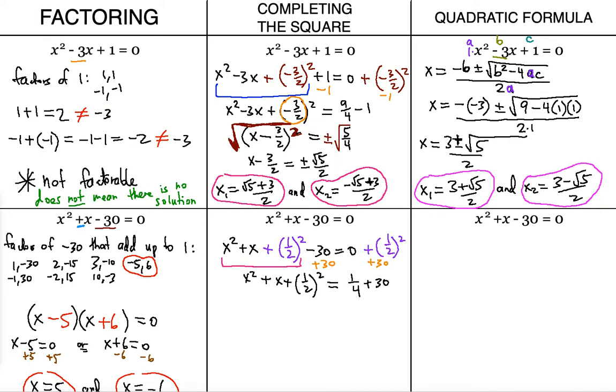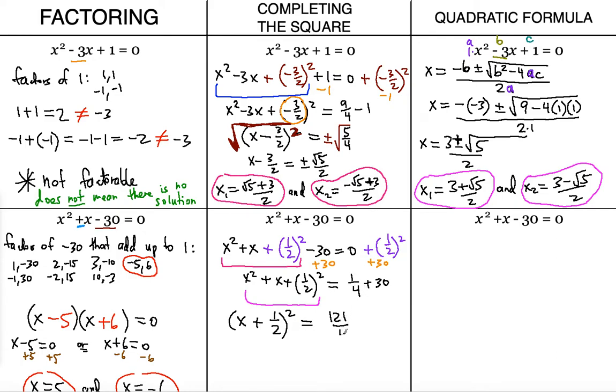Okay, so now let's convert this guy into a binomial being squared. We just write x plus 1/2, right? Because we just needed this 1/2. We just write it like that, and then square it outside because it's a binomial being squared. And that is equal to 1/4 plus 30. The LCD is 4. So 120 over 4 plus 1 over 4.